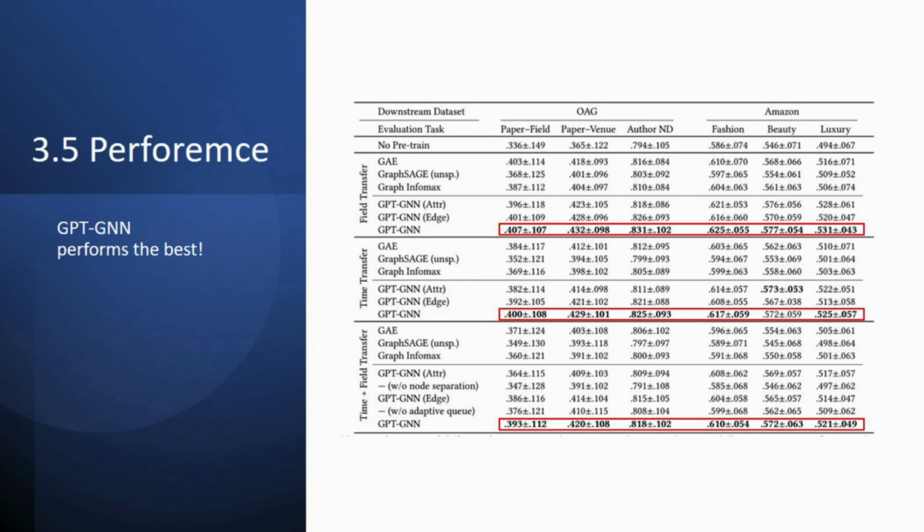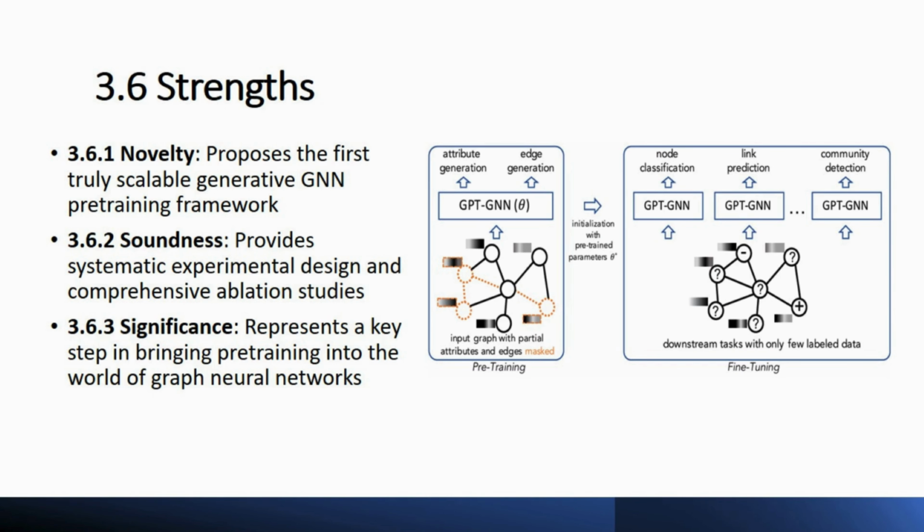Across experiments on OAG and Amazon, GPT-GNN consistently outperforms all pre-training baselines. Attribute-only and edge-only versions improve performance, but the full model with both tasks performs best. Its biggest advantage appears when labeled data is scarce, showing that generative pre-training effectively captures transferable semantic and structural patterns from large unlabeled graphs. The first strength is novelty.